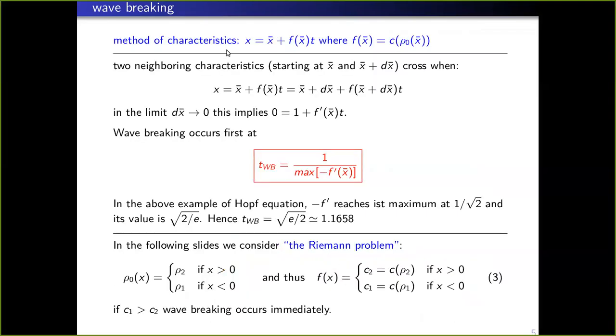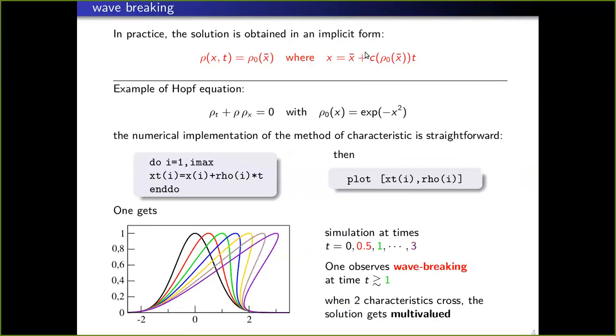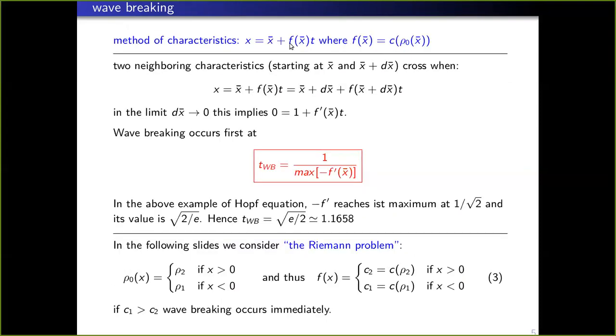So remember, the method of characteristics amounts to determining x bar by x equals x bar plus, where instead of C of rho naught of x bar, I simply note f of x bar. Okay, x equals x bar plus f of x bar t. It's the same equation as here. Now, two neighboring characteristics, starting one at x bar and the other one at x bar plus dx bar, cross when I have x equals x bar plus f of x bar t, but also equal to x bar plus dx bar plus f of x bar plus dx bar times t.